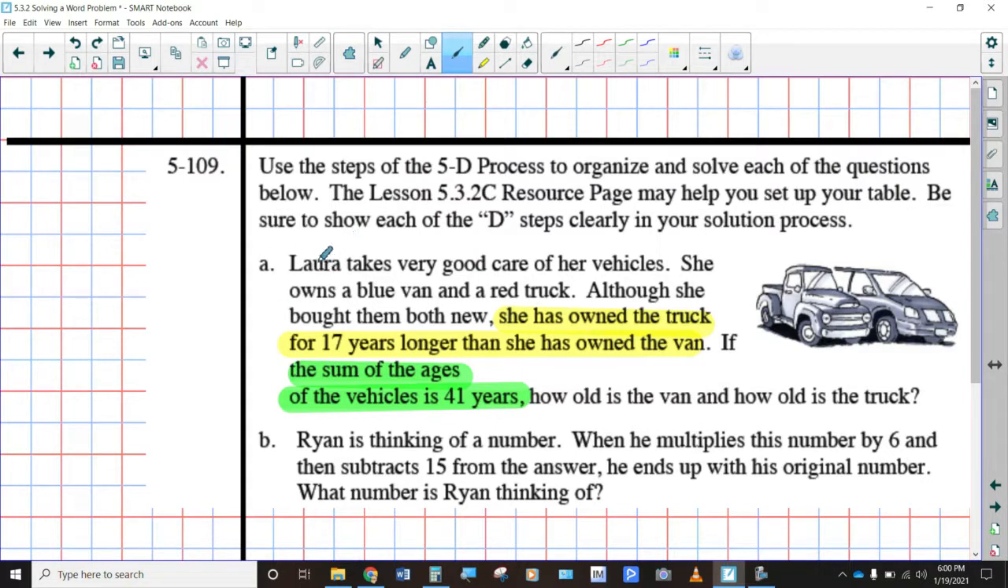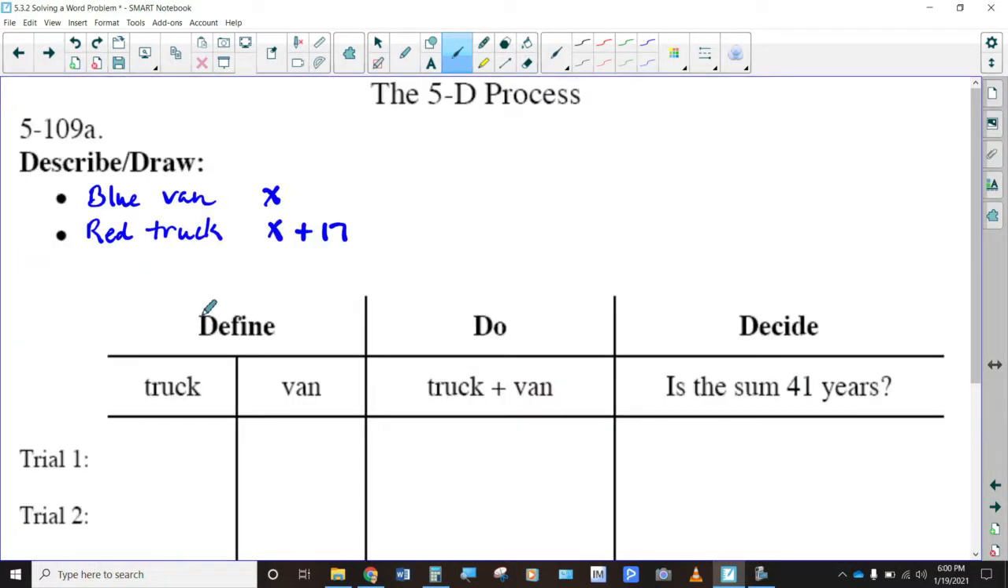Okay, so let's do Laura. She takes very good care of her vehicles. She owns a brown van and a red truck. Although she bought them both new, she has owned the truck 17 years longer than she has owned the van. And the sum of the ages of the two vehicles is 41 years. So for the 5D process, we're not going to draw pictures of a blue van and a red truck.